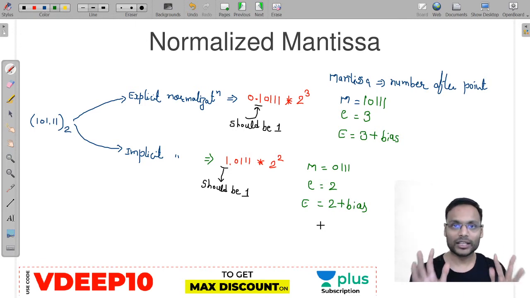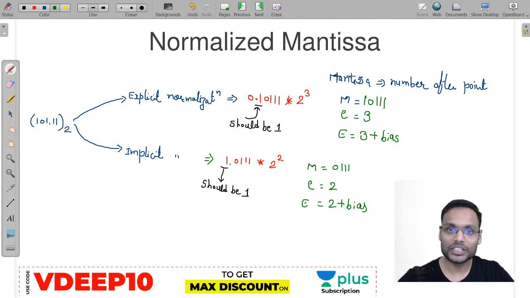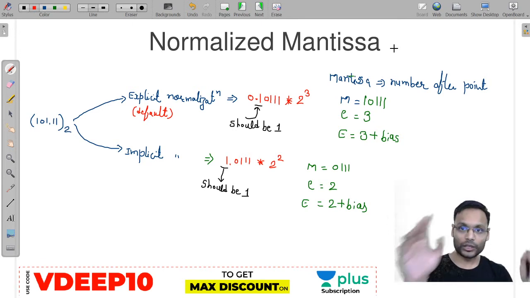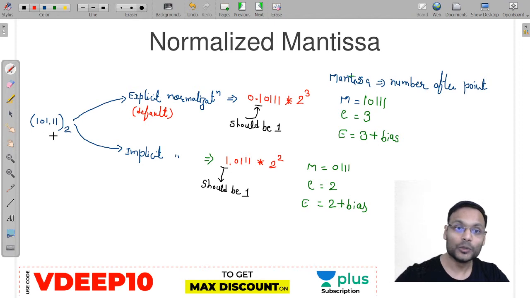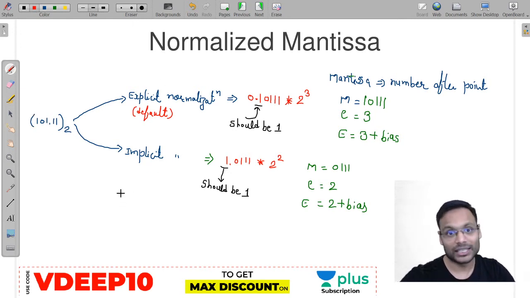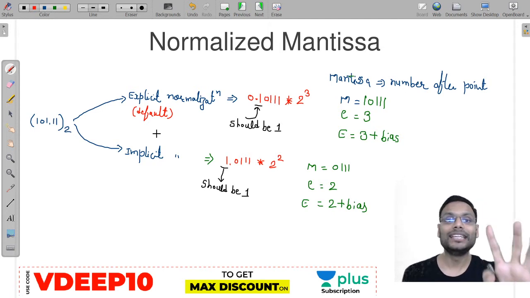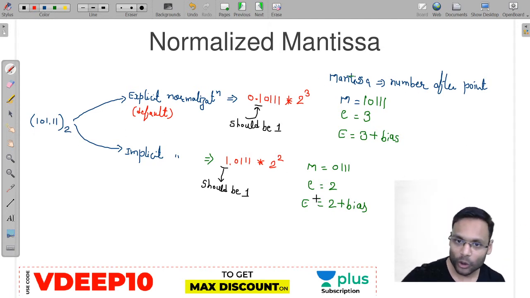We are talking about regular representations, the conventional representations, and in the conventional representations, explicit normalization is the default one. If nothing is given in the question, then the default normalization is explicit. If it is mentioned in the question, then we will go with that. Clear? So if any number is given this way, can you get all three things? Sign, yes, positive or negative, you can understand from here. After that, you can normalize based on the normalization, yes. After the normalization, you can get mantissa and exponent, yes. You can get capital E also. So if the number is given, you can get all these things.